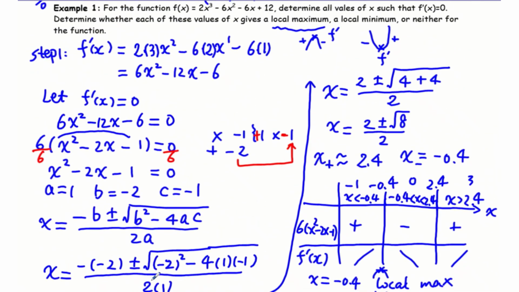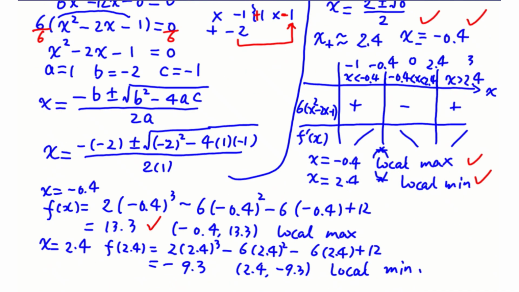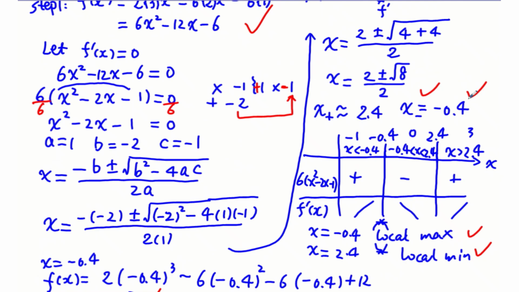On your test, the marks will be given this way. You find the derivative correctly, 1 mark. You find the 2 zeros for the derivative, 2 marks. Then you draw the chart and find the local maximum and local minimum, 2 marks. Then you have the values for the maximum and minimum, 2 marks. So altogether 1, 2, 3, 4, 5, 6, 7. So 7 marks for this question.